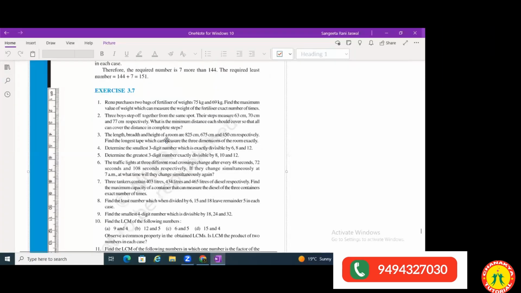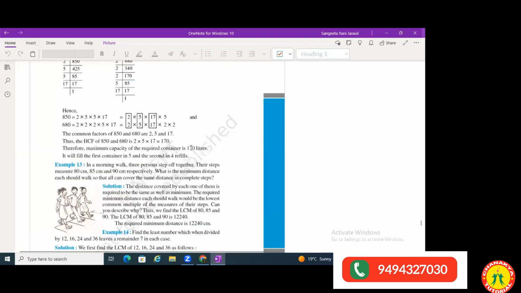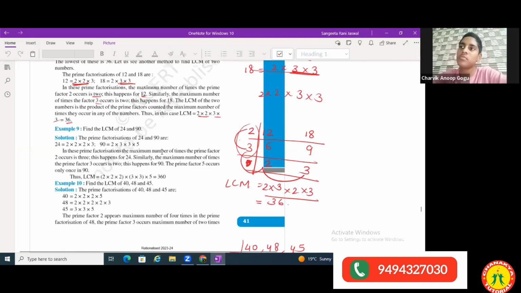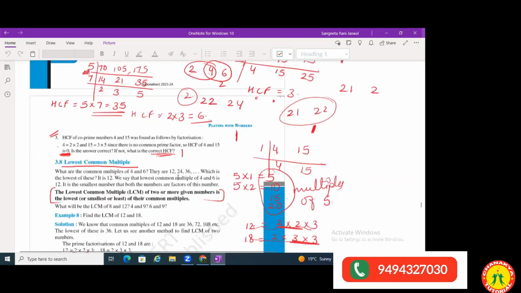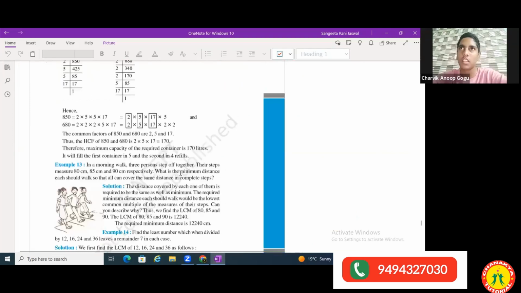Okay, can you see? Yes, ma'am. This is what we did in the previous class, found the HCF and LCMs. And now we will be continuing with the word problems. Some problems on HCF and LCM. The statement sums.